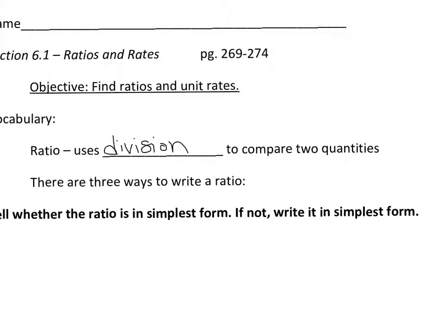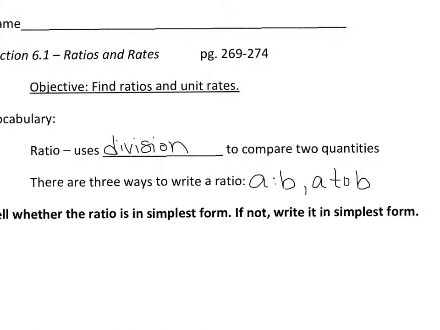The first way, and we're going to use A and B, is I can write A colon B. And we read this ratio as A to B. The second way we can write that same ratio is if I say it A to B, I can actually write out that word to. So I can say A to B.